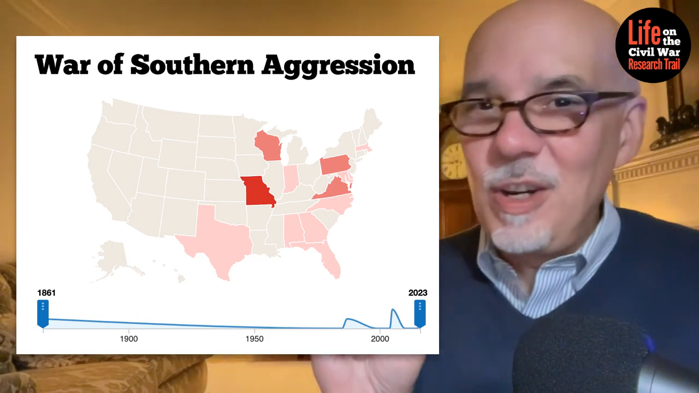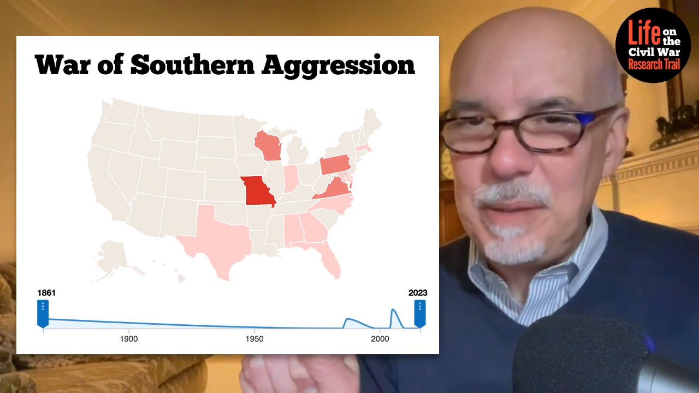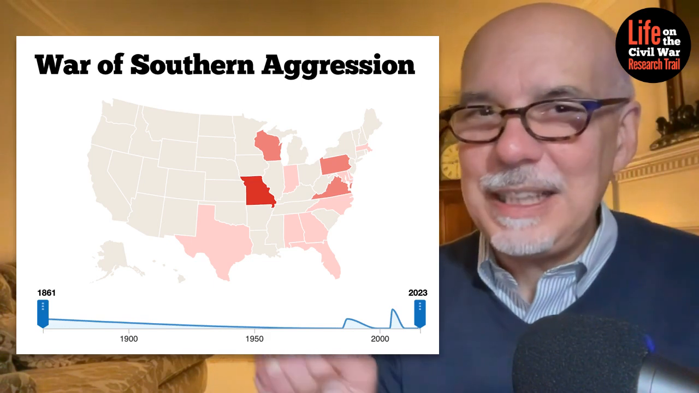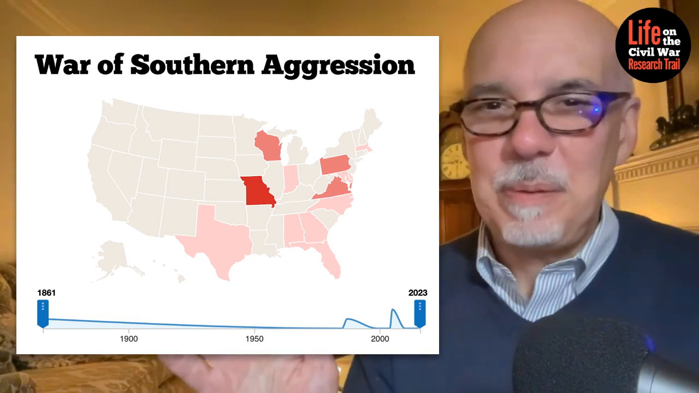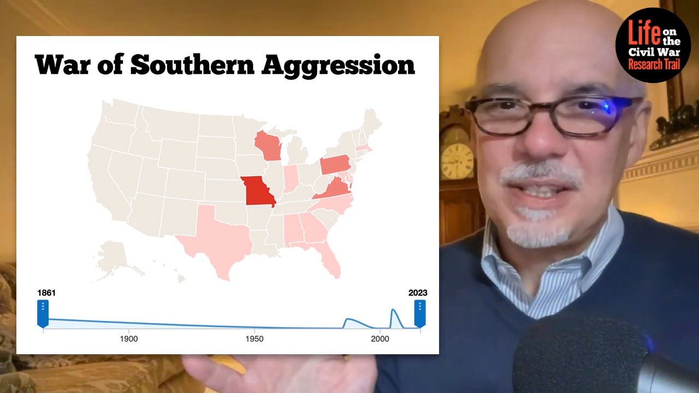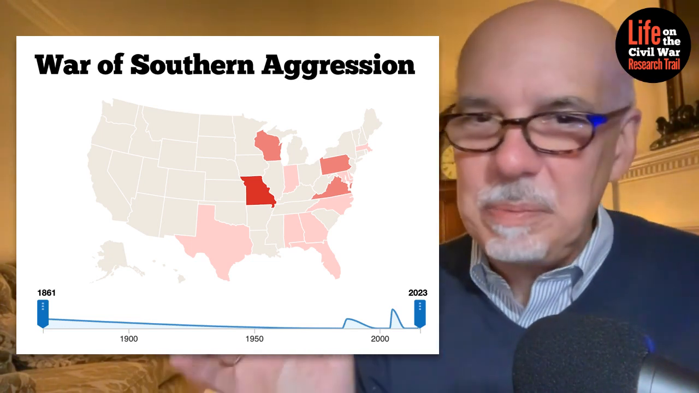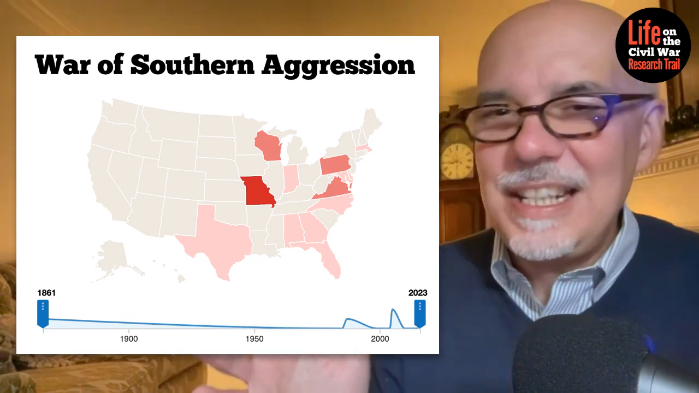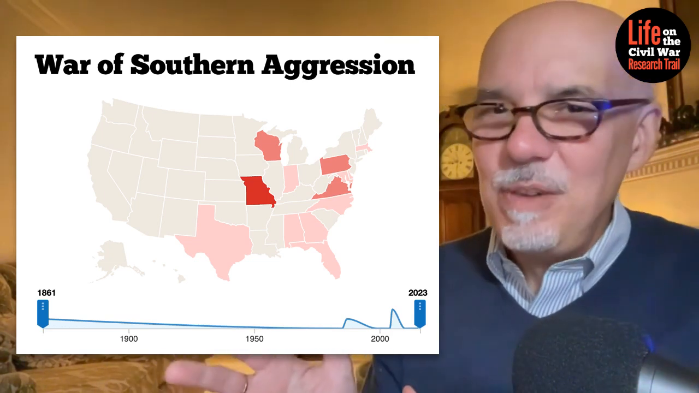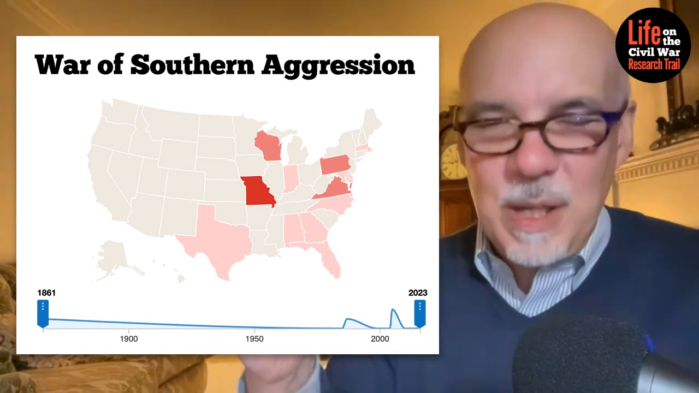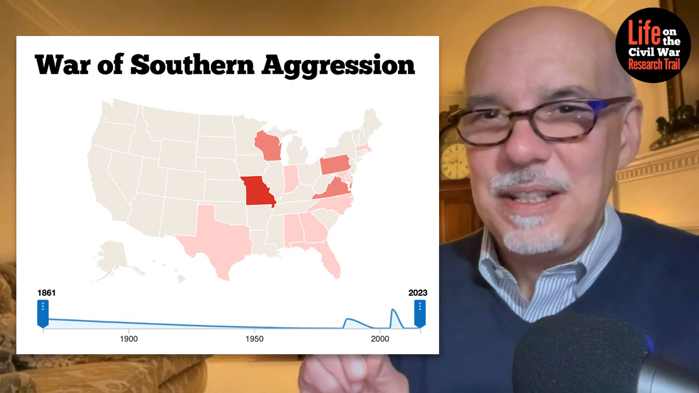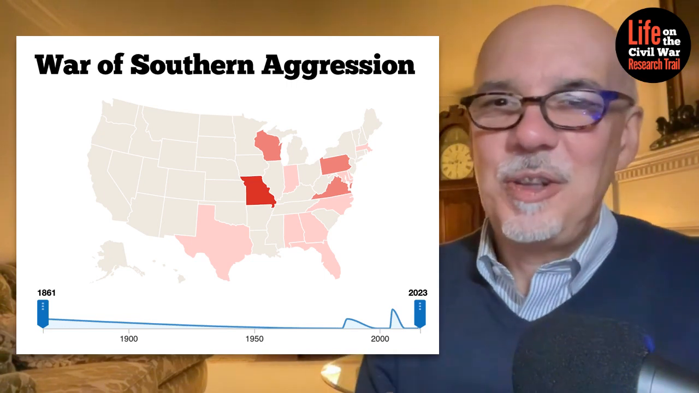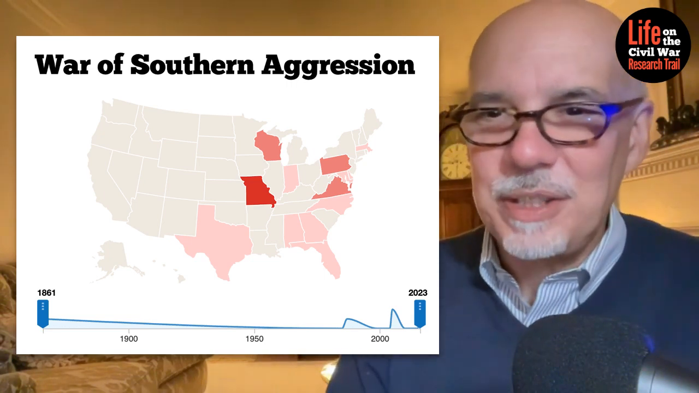But when War of Northern Aggression becomes popular around 1950, look what happens. The War of Southern Aggression jumps up in popularity, two spikes, one around probably 1960, around the time of the Civil War centennial, and then it jumps up again in the early 2000s. Interesting how it's literally mimicking the War of Northern Aggression.